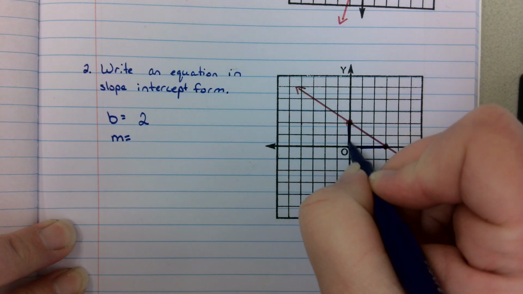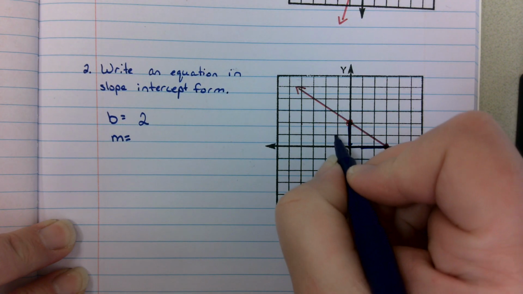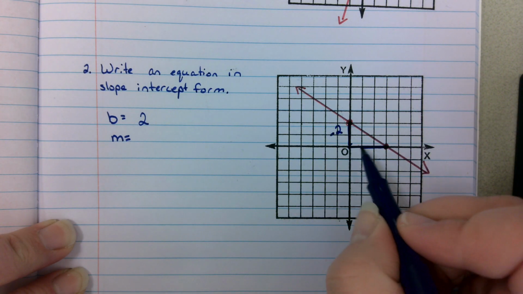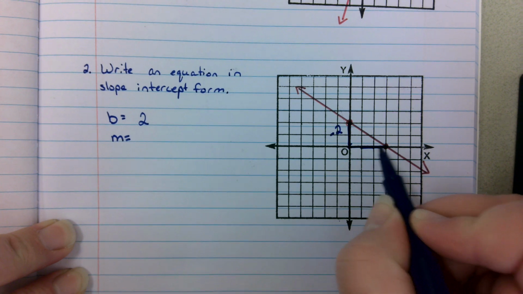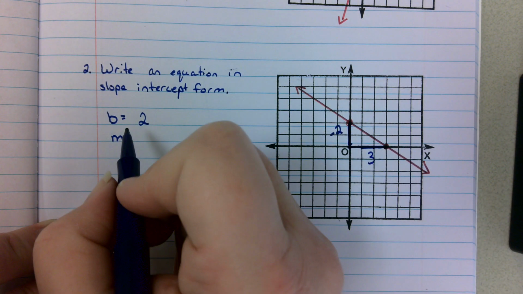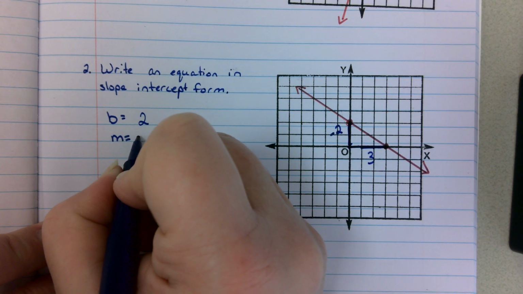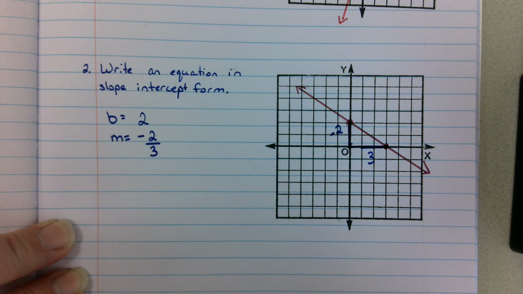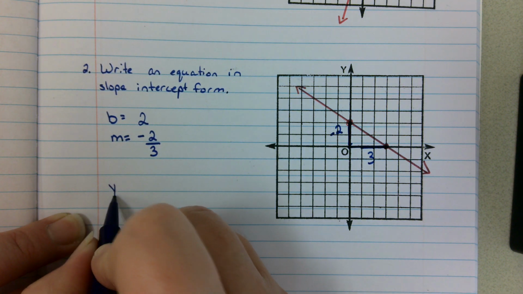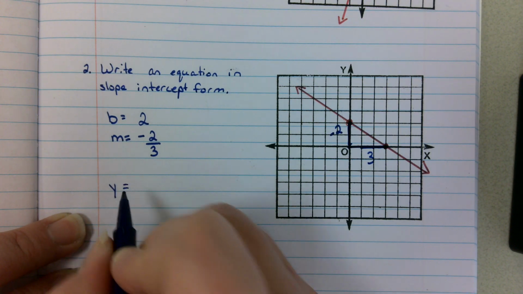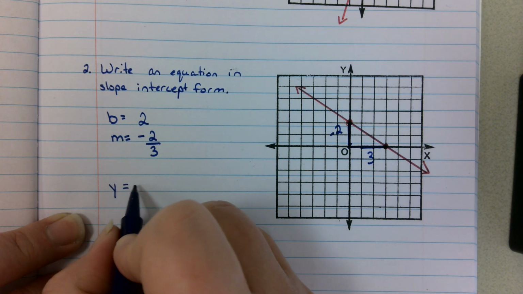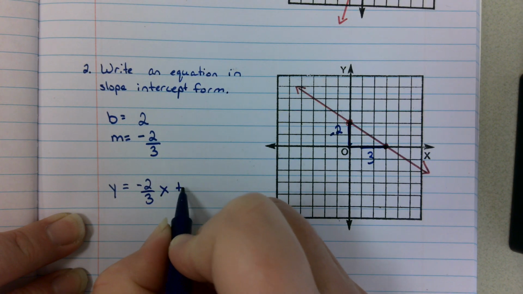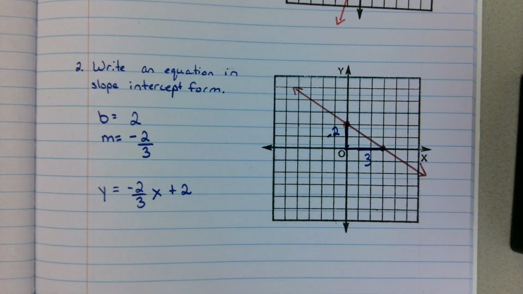All right, and we're going down. We've got this negative slope, so it's going to be a -2, and then we run 1, 2, 3. So my slope, or my m, is -2/3. Substitute my m value and my b value into my slope-intercept form, and I have y equals -2/3 x plus 2.